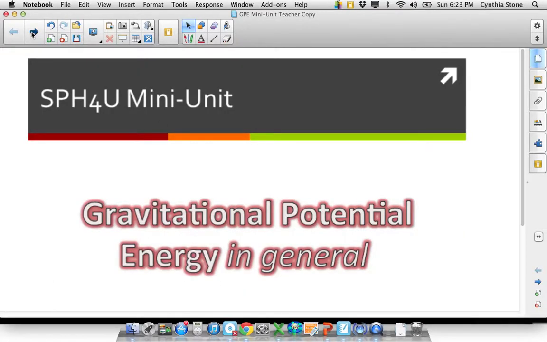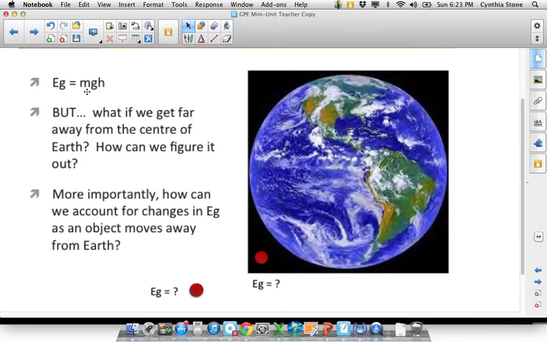Gravitational potential energy. Well, we learned this. We learned that gravitational potential energy is mgh. The problem with this is, that's all well and good when you're on the surface of the Earth and g is equal to 9.8. What happens when you're out here? And what if you're out here?